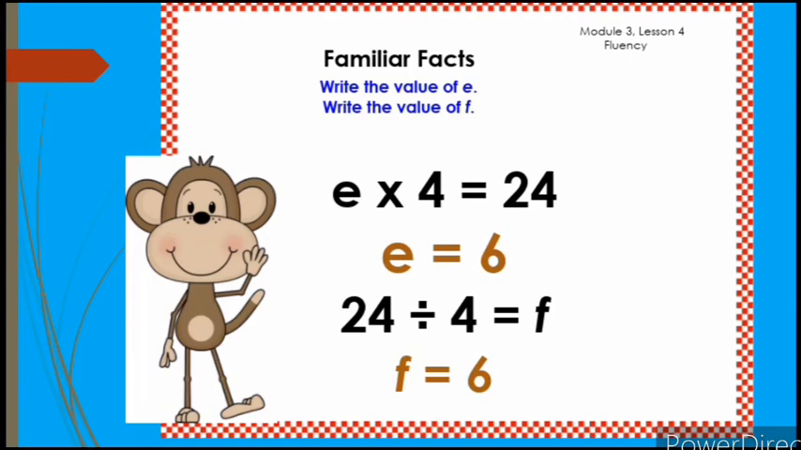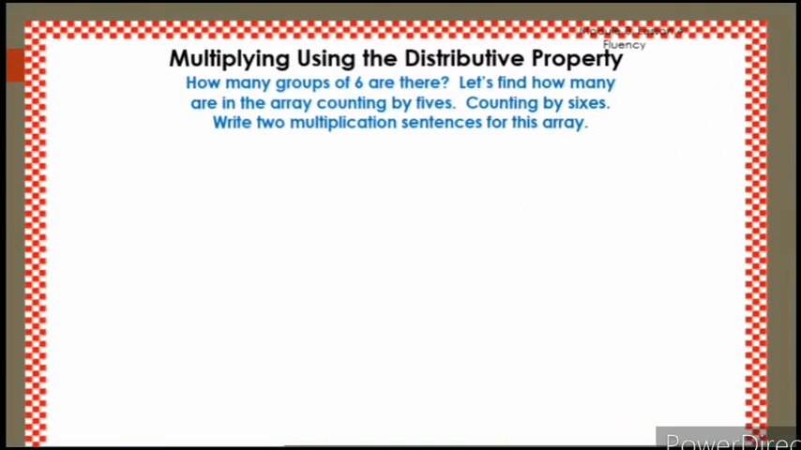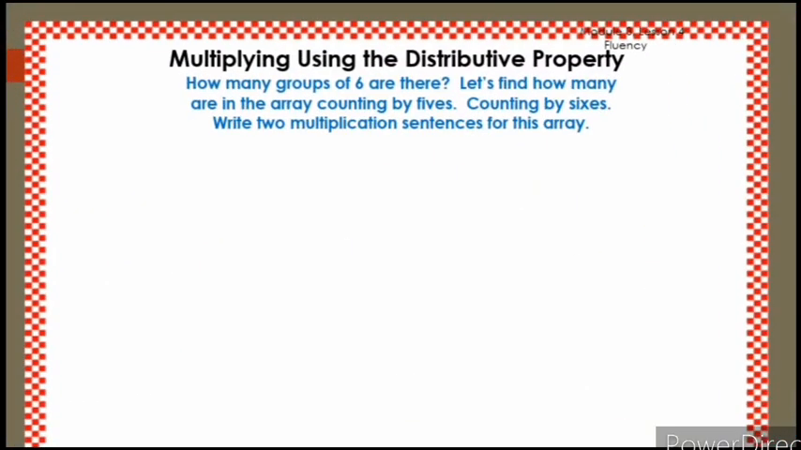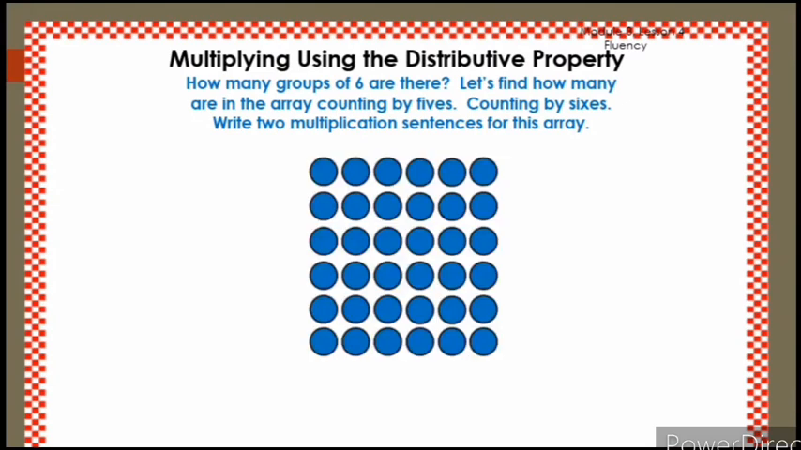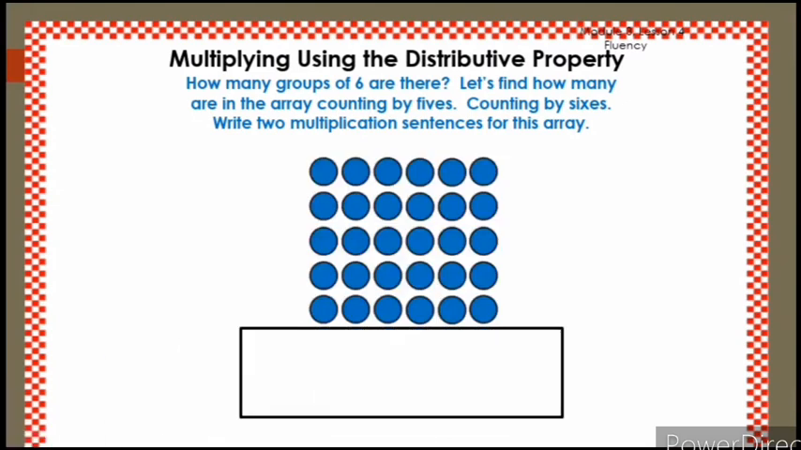Okay, now let's look at how we'll be applying our distributive property. Let's look at the first array we have here. How many groups of 6 are these? Let's count them. We have 1 group of 6, 2, 3, 4, and 5. So we have 5 groups of 6.